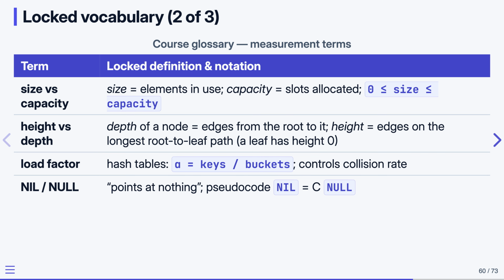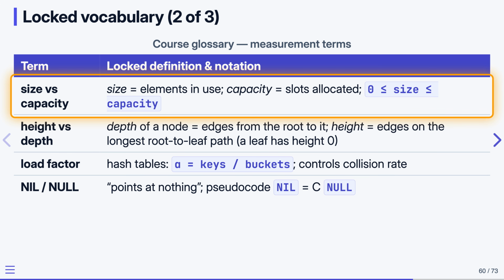This slide adds 4 more locked words about size and measurement. Bookmark all 3 glossary slides, because every later deck leans on these exact meanings. Size versus capacity. Size is how many elements are in use right now. Capacity is how many slots we set aside. Size always stays between 0 and capacity.